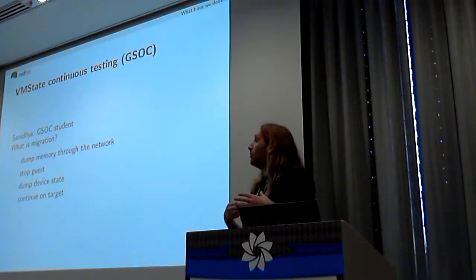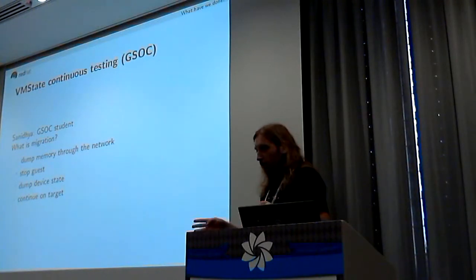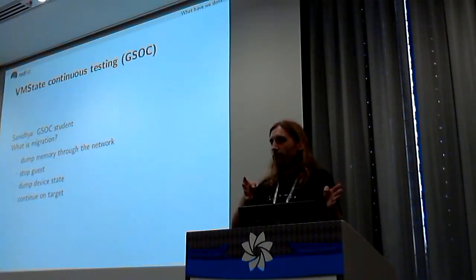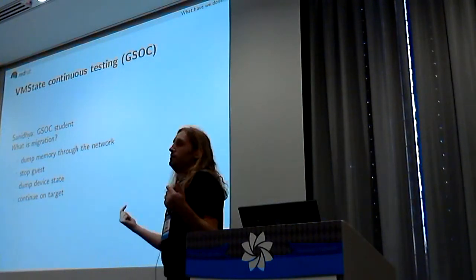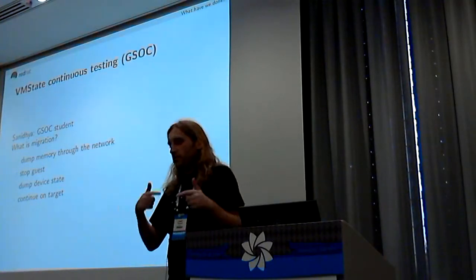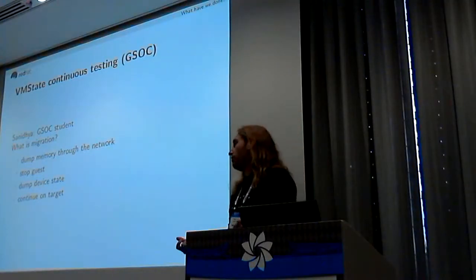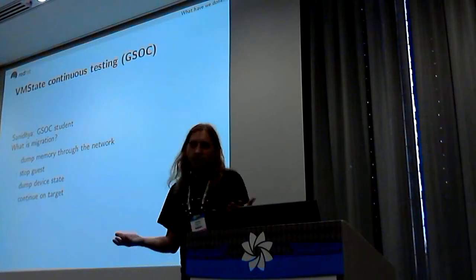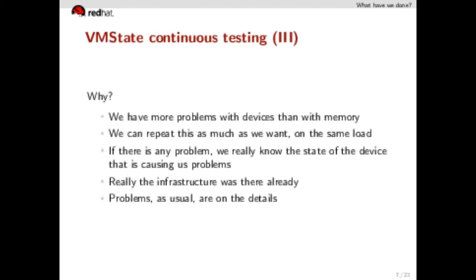VMState continuous testing basically stops the machine, dumps all the device state to a buffer, resets all the devices, and reloads all the devices from that buffer. And it does that in a loop while running the guest. So without doing a migration, we are able to test what is happening in a lot of situations. This is basically what I have just described. As usual, the problems are in the details.